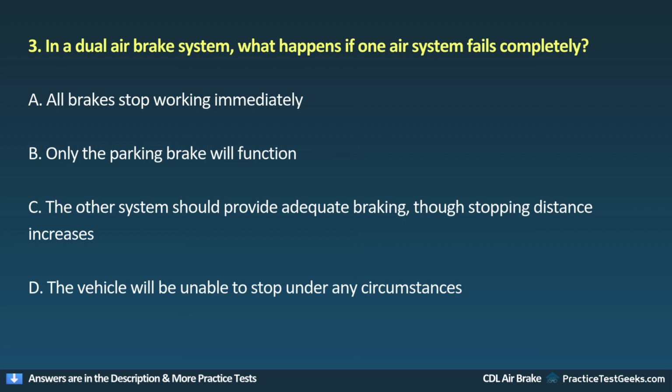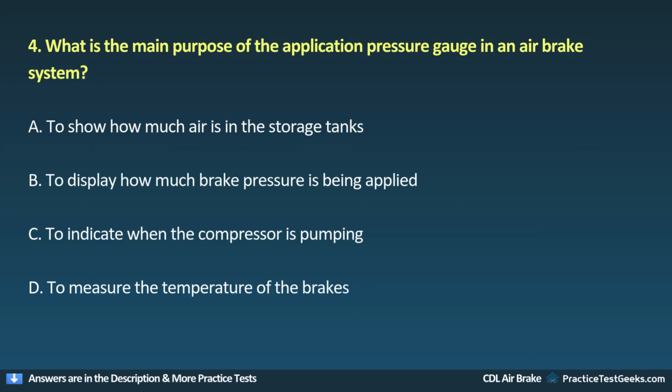3. In a dual air brake system, what happens if one air system fails completely? A. All brakes stop working immediately. B. Only the parking brake will function. C. The other system should provide adequate braking, though stopping distance increases. D. The vehicle will be unable to stop under any circumstances.